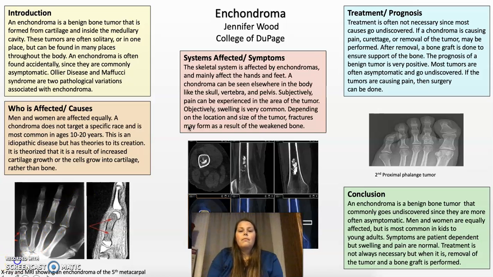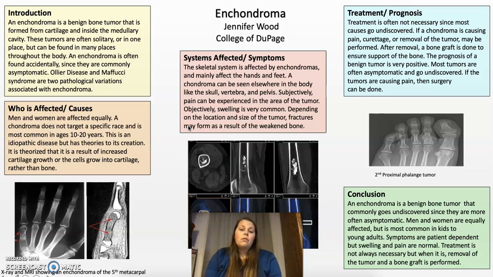If an enchondroma is causing pain to the patient, it would be discussed with the physician to determine treatment plans. Depending on the location of the tumor, say if it's in the hand, pain injections can be given into the joint space in order to alleviate pain. Curettage, or removal of the tumor, where they scrape the tumor from the bone, can be done based on the size, location, and the symptoms of the tumor.